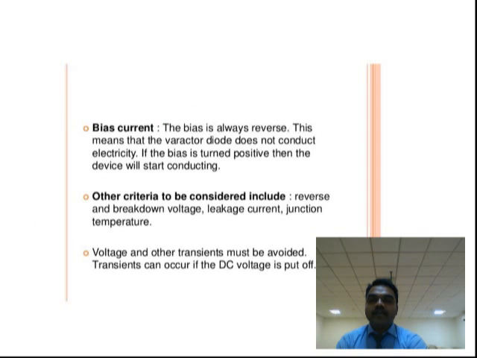This means that the varactor diode does not conduct electricity. If the bias is turned positive, then the device will start conducting. Other criteria to be considered include reverse breakdown voltage, leakage current and junction temperature. Voltage and other transients must be avoided. Transients can occur if the DC voltage is put off.